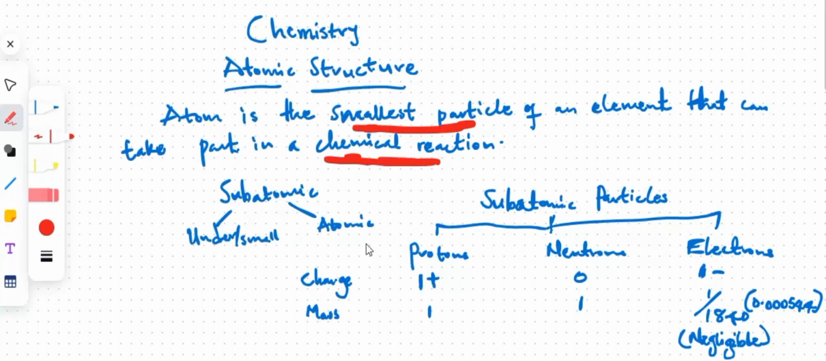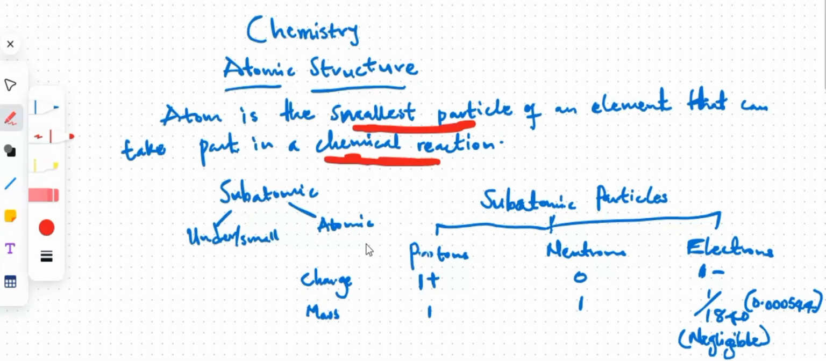And what are subatomic particles? We said they are protons, neutrons, and electrons. You can use the mnemonic PEN in case you are new to this, but I believe none of us are new to this. So we have PEN: protons, electrons, and neutrons. The things you want to know about these subatomic particles are their charge.